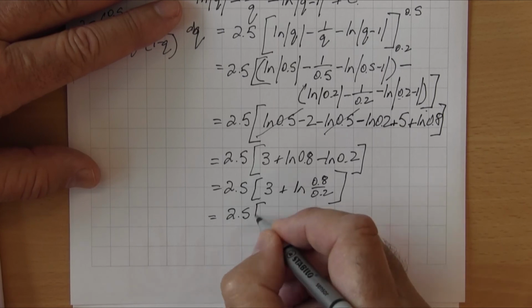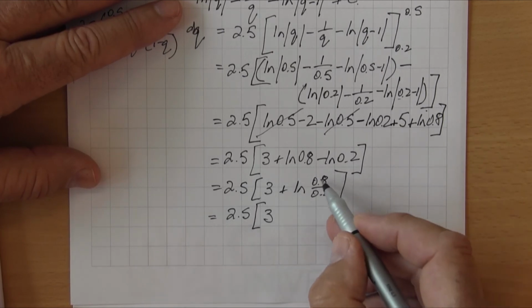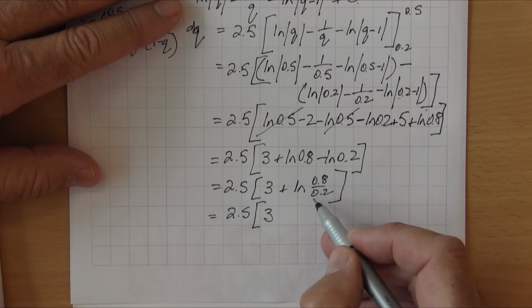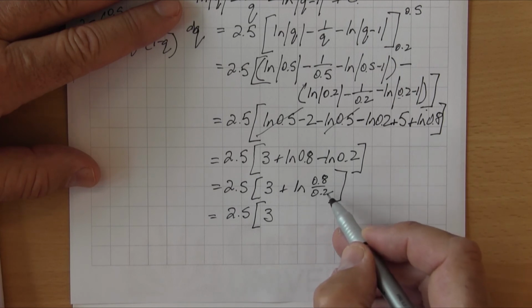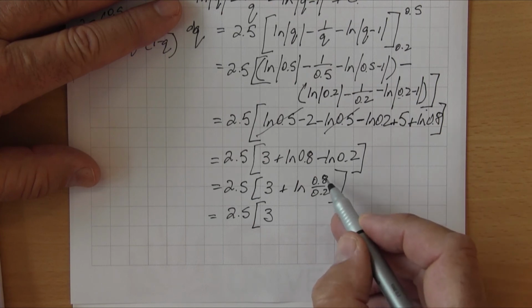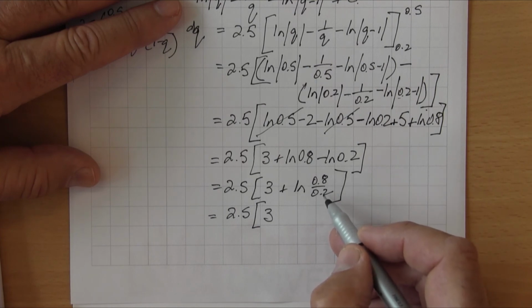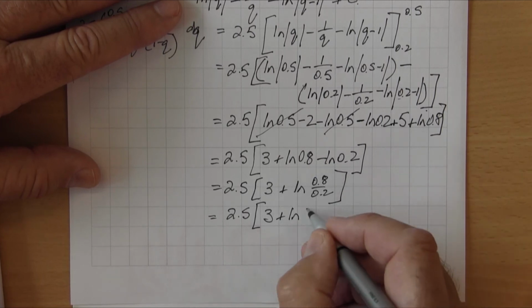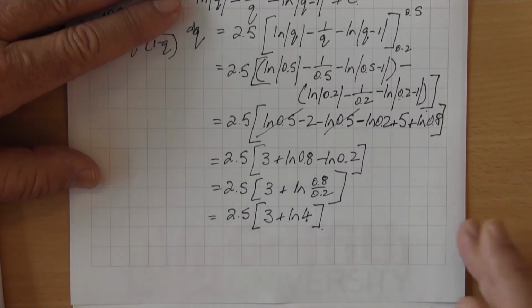2.5 times 3 plus that. How do we work this out? The easiest way is just to multiply top and bottom. Just make the denominator a whole number. So to make the denominator a whole number, we've got to multiply that by 10. Whatever you do to the bottom, you've got to do to the top. So that'll be just equal to 8 over 2. And so that'll be plus ln 8 over 2 is just 4. And there is your answer.